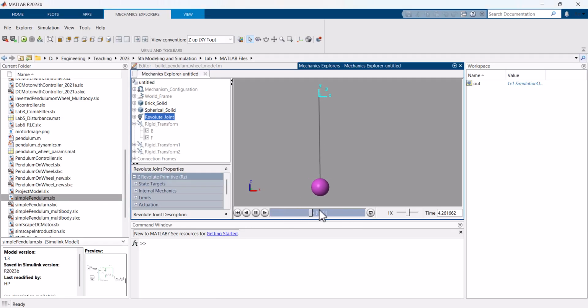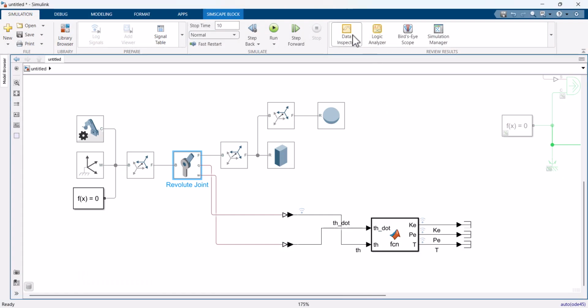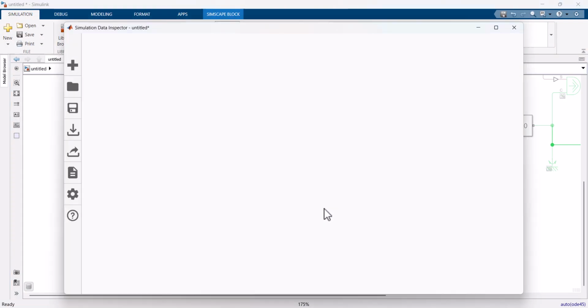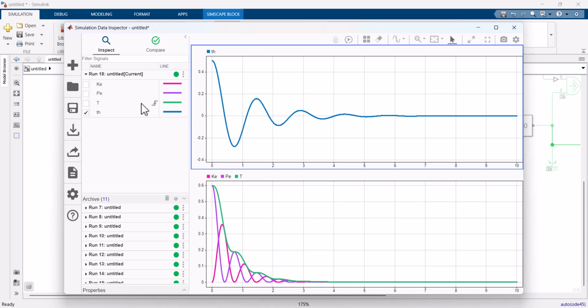Okay, so now you can see that the pendulum is oscillating, but at around 6 seconds, it almost stopped oscillating. So you can see that at 6 seconds, just about now, the oscillations have died out. Now let us go to this data inspector and see the results over here. And once again, you can see the oscillations, and over here the total energy is like this.